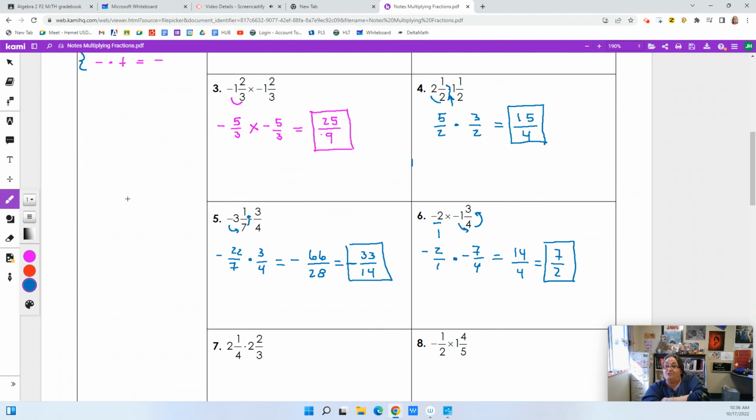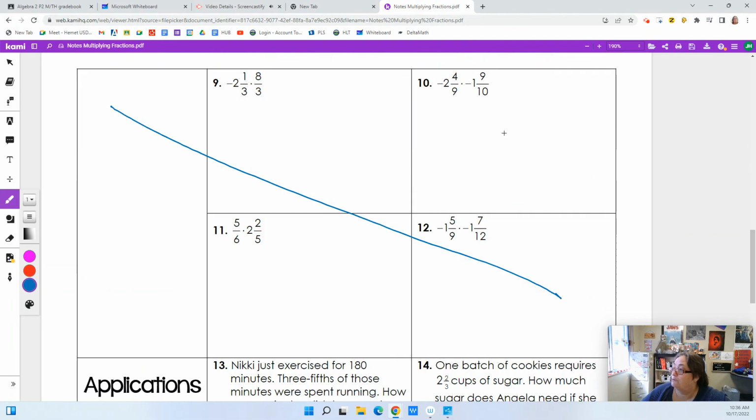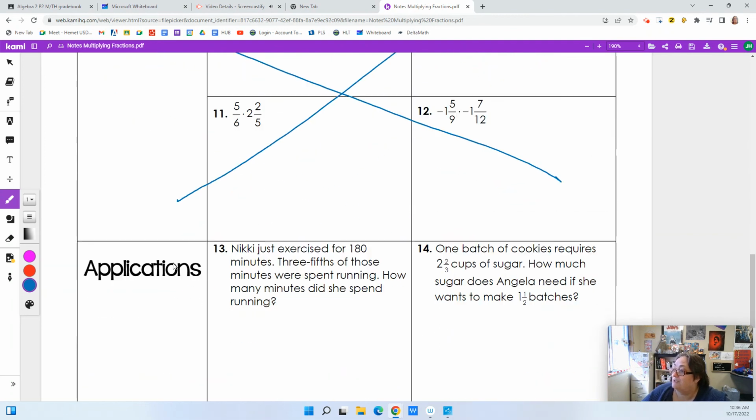Do you guys need me to do more problems? Yeah. Yes. Yes? All right. We'll do 2 more problems and then we will skip this part. And we'll skip this part. You won't have to do your notes. Okay?